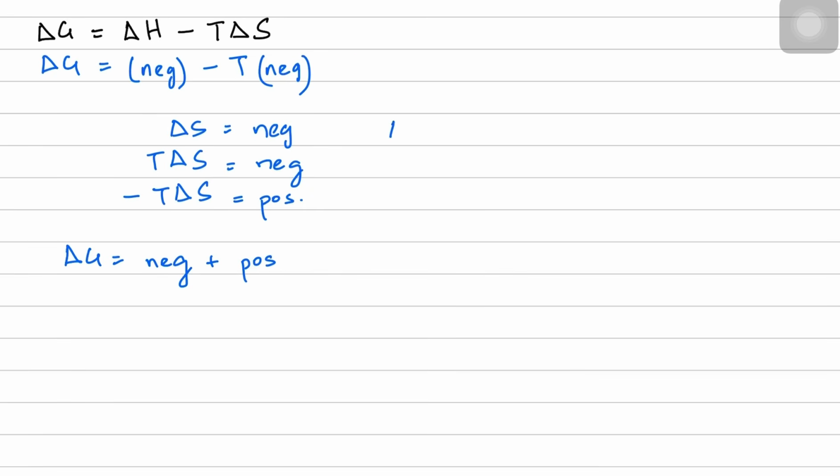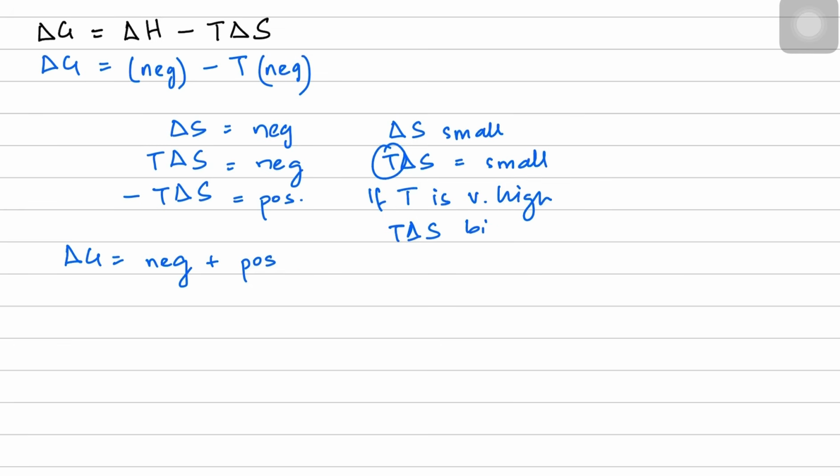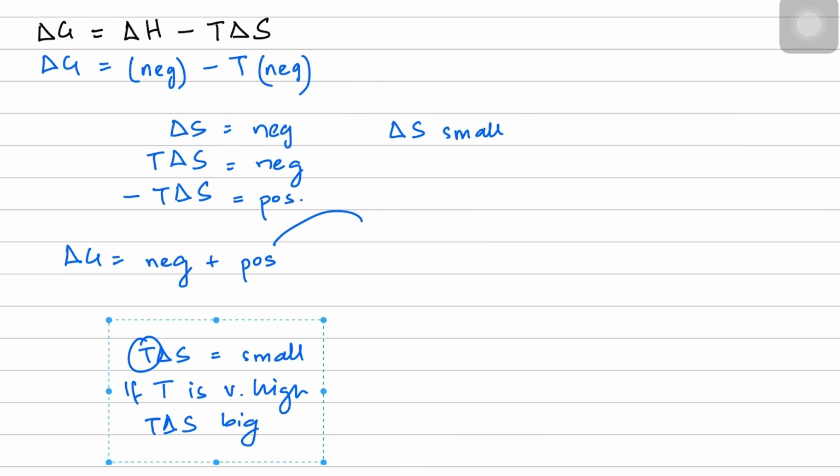If the delta S is a small value, which in many cases it is, then T delta S is also a small value. But if the temperature is very high, then T delta S can become a very large value, and it will overpower the overall answer just because temperature was huge. Let's consider another example. Let's put it entirely over here.